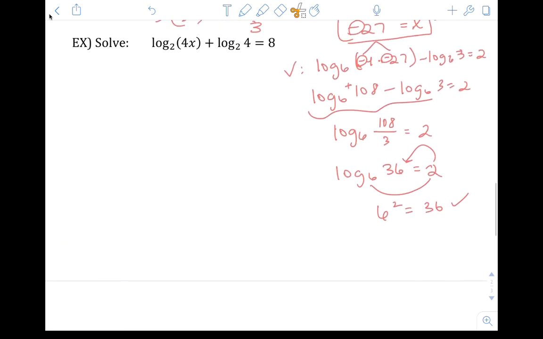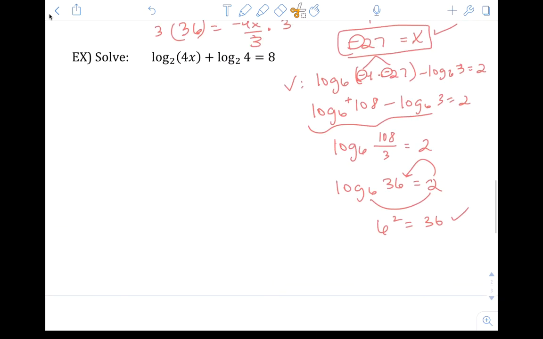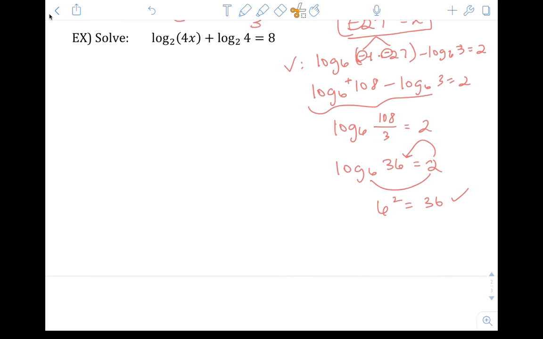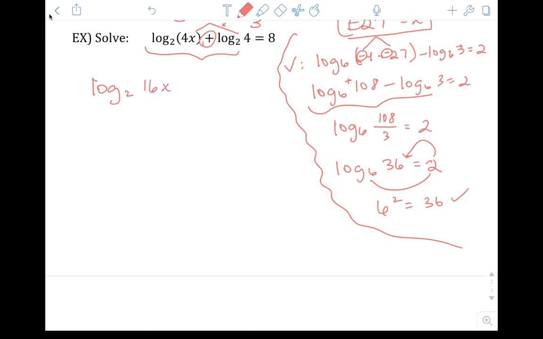Okay, last one, looks like. Yeah, sweet. All right, last one. Let's condense. Log base 2, you see a plus sign. That means you're going to multiply. So we have 16x, and that equals 8. That's not a grade 8. Okay, fine. Log base 2 of 16x equals 8.